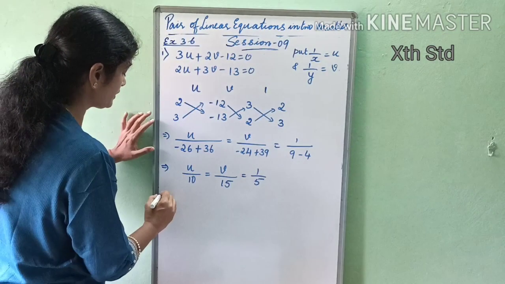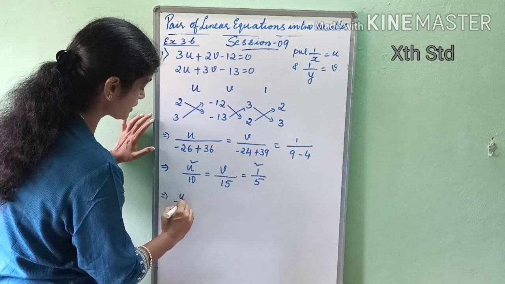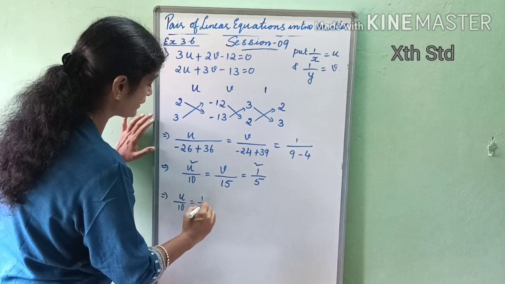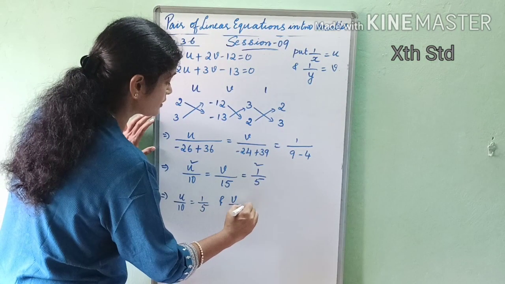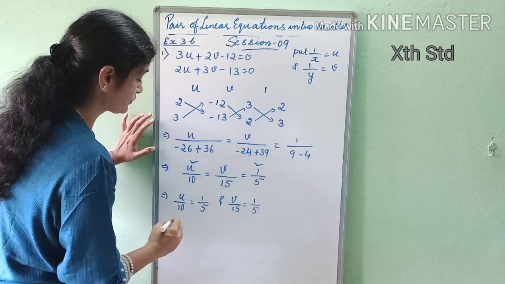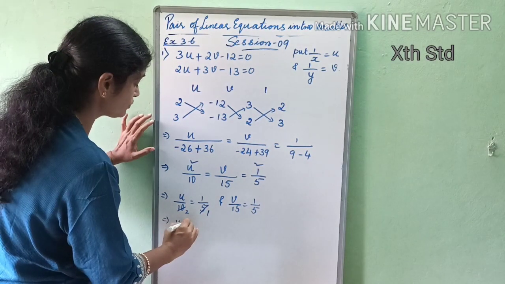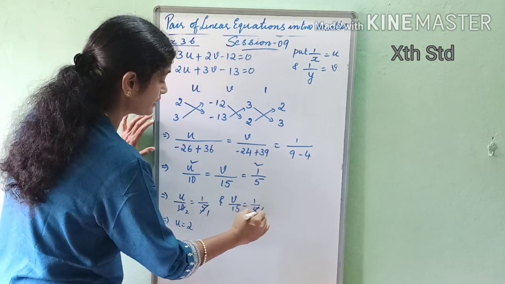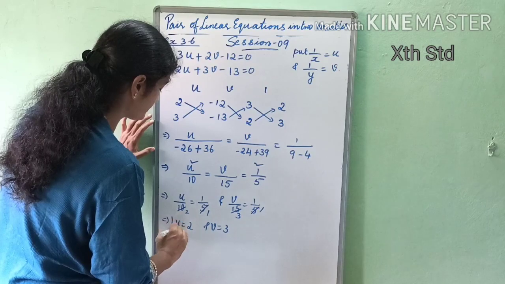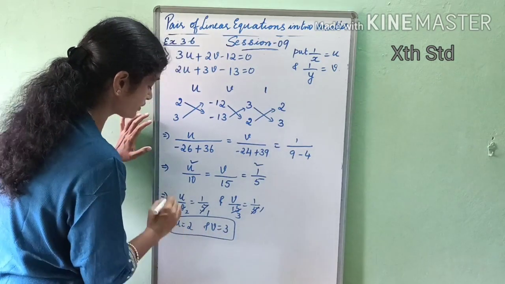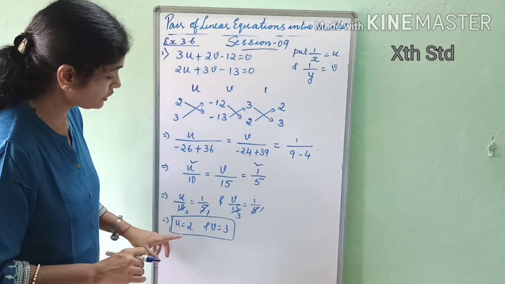Now taking these two, u by 10 is equal to 1 by 5 and v by 15 is also equal to 1 by 5. If you simplify, here itself we can simplify. So u is equal to 2 and here v is equal to 3, right? Now this is not the end of the problem. This is not the complete solution. We have got u and v.